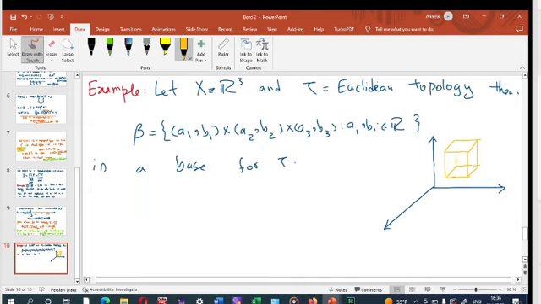This but not contain its boundary, okay? A1, B1, A2, B2, A3, B3. These are open intervals. The set of all these open cubes or open boxes is a base for Euclidean topology.